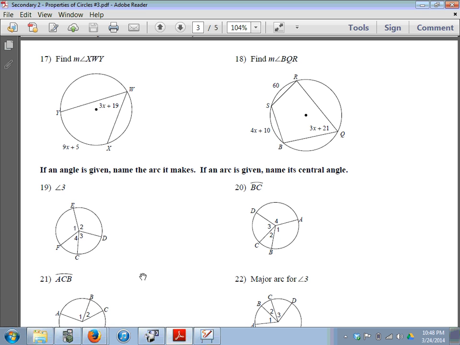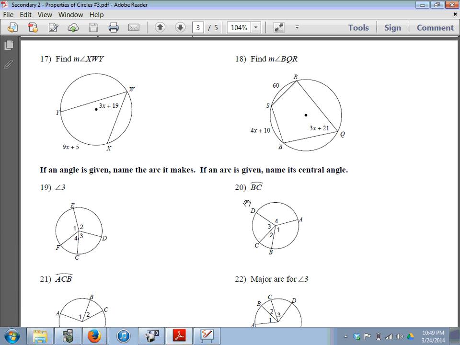Just because these are pretty easy. So if an angle is given, name the arc that it makes. If an arc is given, name the central angle. So from number 19, if you take a look, angle 3 is the one we need to focus at. So that's the one that's been given. So if you look down here to angle 3, it's a central angle. So all you need to do is name the arc, the intercepted arc, which is arc CD.